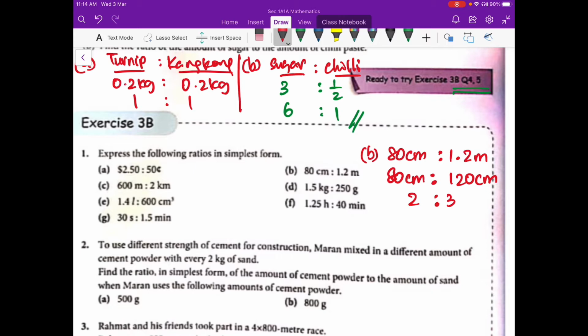Just curious, what happens if I don't change meter to cm? What if I change cm to meter? Let me just try. This is 0.8 meters to 1.2 meters. Okay, now I'm going to use the same method. Fraction. The first number on the left, I put it on top, which is 0.8. And the other number at the denominator, I'll put 1.2. And 2 to 3 also again. So 2 is to 3.